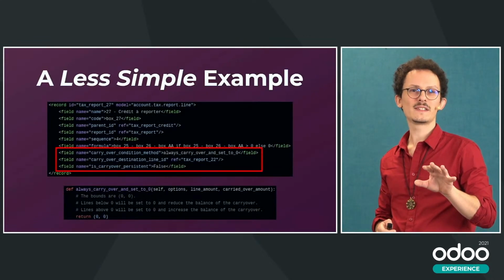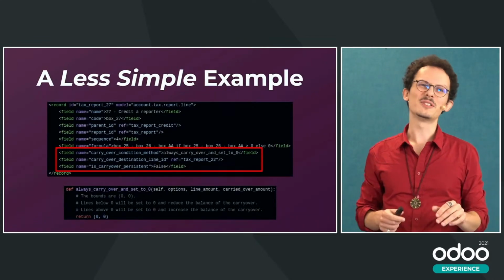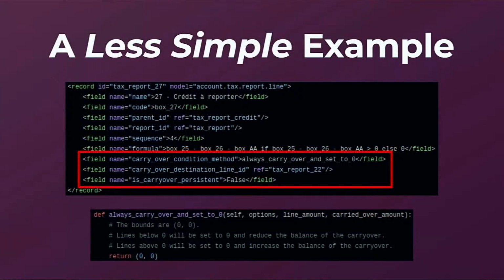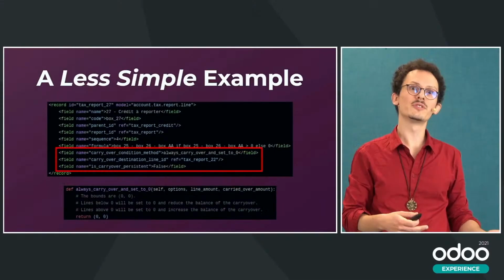Let's consider a less simple one, but trust me, it's not going to be so difficult. So this one is actually defining a bunch of other fields you can see. So we still have the carryover condition method, but what does it do? Well, this line comes from the French tax report. So it's grid 27. Grid 27 is actually designed so that it will always forward its amount to the grid 22 of the next tax reports. And grid 22 is essentially always containing only the content of the previous grid 27.